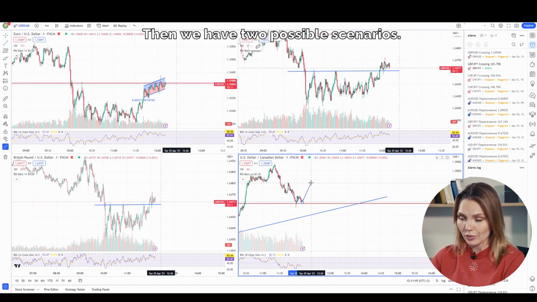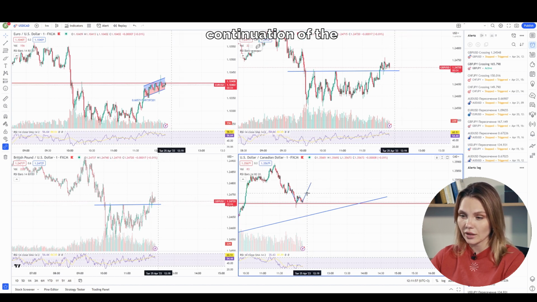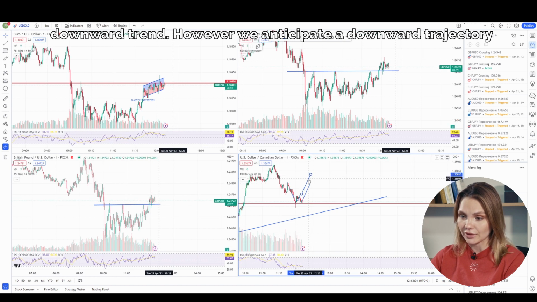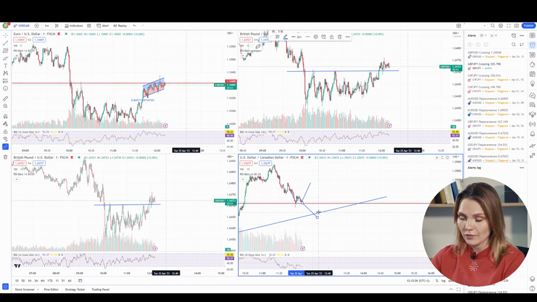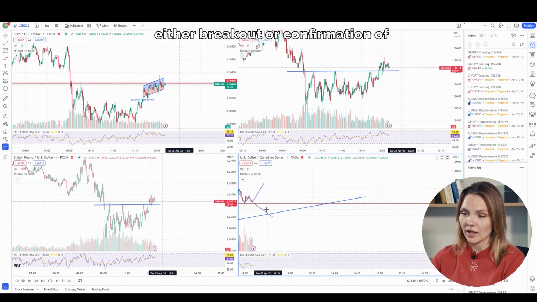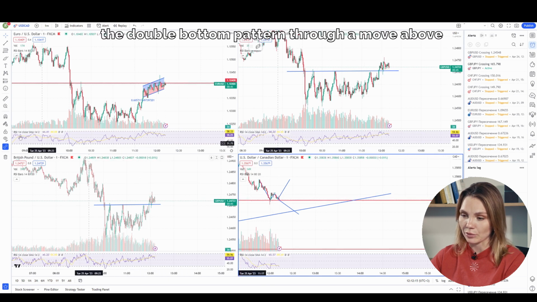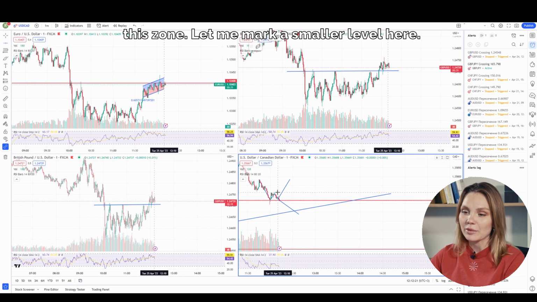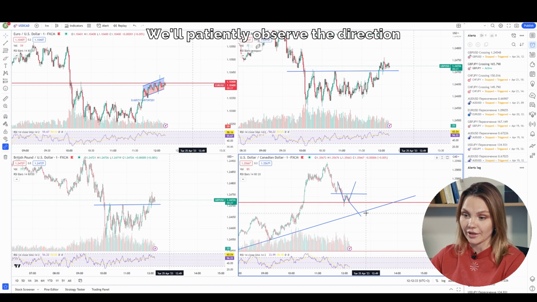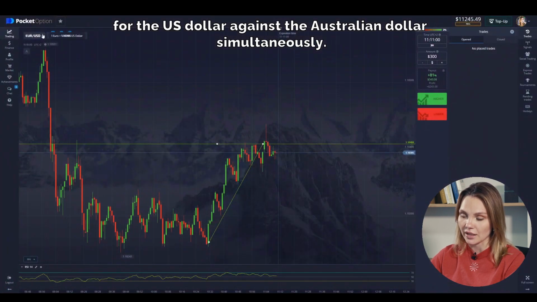Then we have two possible scenarios, either an upward move towards this impulse or a continuation of the downward trend. However, we anticipate a downward trajectory, similar to this, towards the support zone. Now we'll wait for either a breakout or confirmation of the double bottom pattern through a move above this zone. Let me mark a smaller level here. We'll patiently observe the direction of the breakout and prepare for the US dollar against the Australian dollar simultaneously.